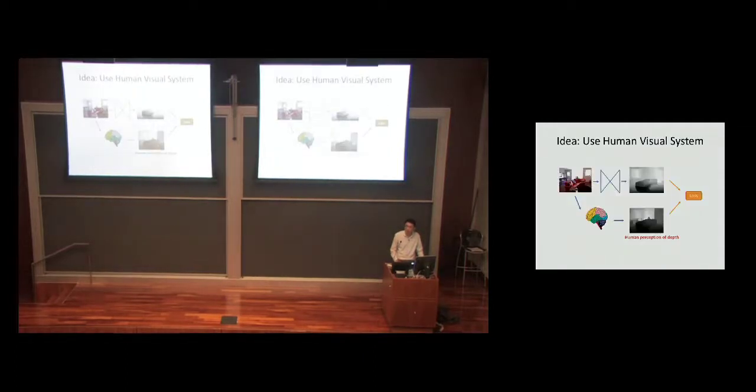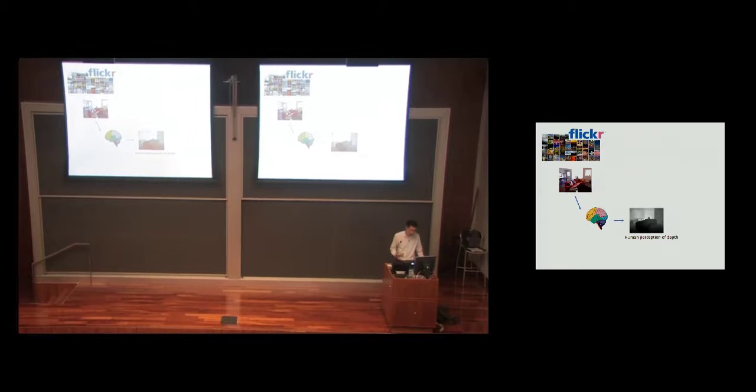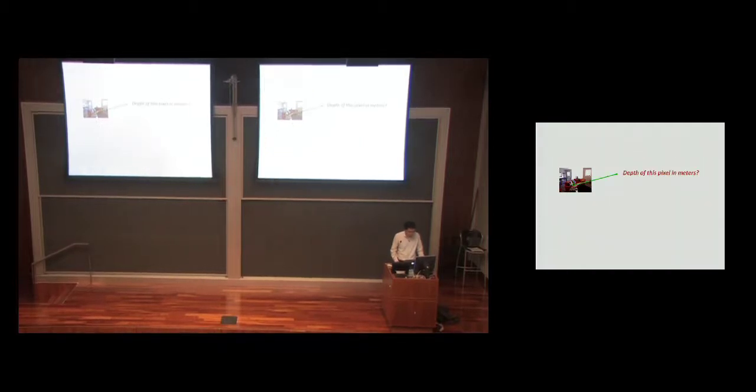So here, our idea is to use the human visual system to generate supervision. We can take an image, ask humans what depth they perceive, and then use such perception to train our network. The advantage of this approach is that now you have the entire internet at your disposal, right? You don't have to be constrained to particular types of images, and you can do it after the fact. Well, obviously, there's no free lunch.